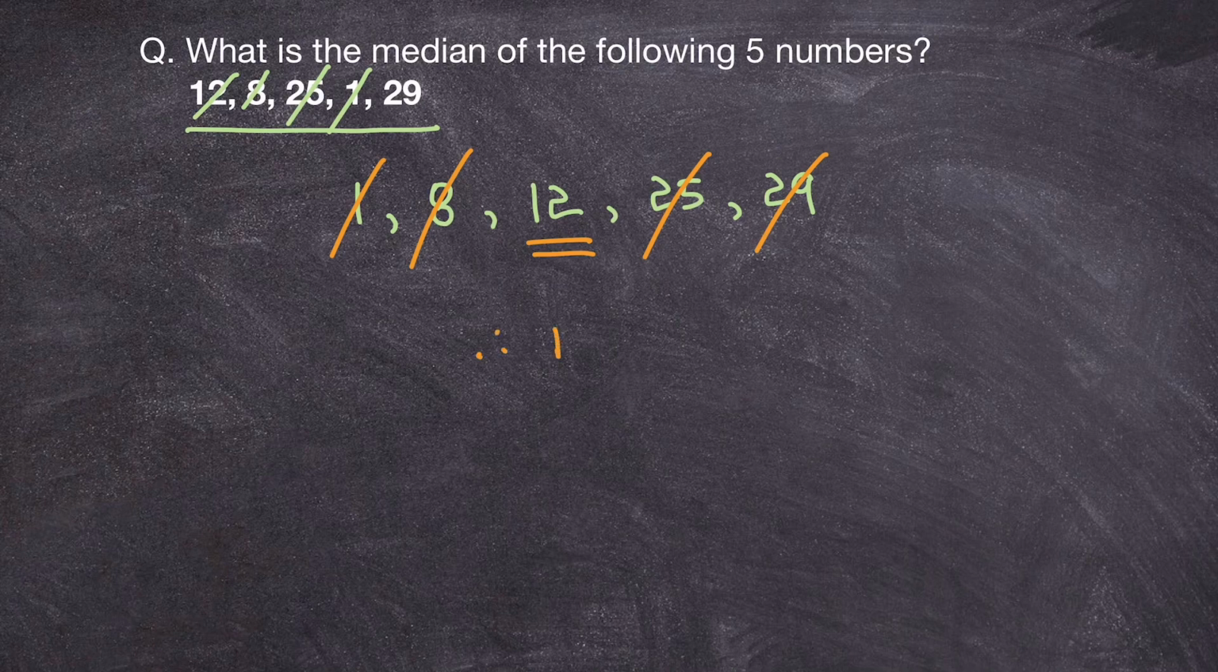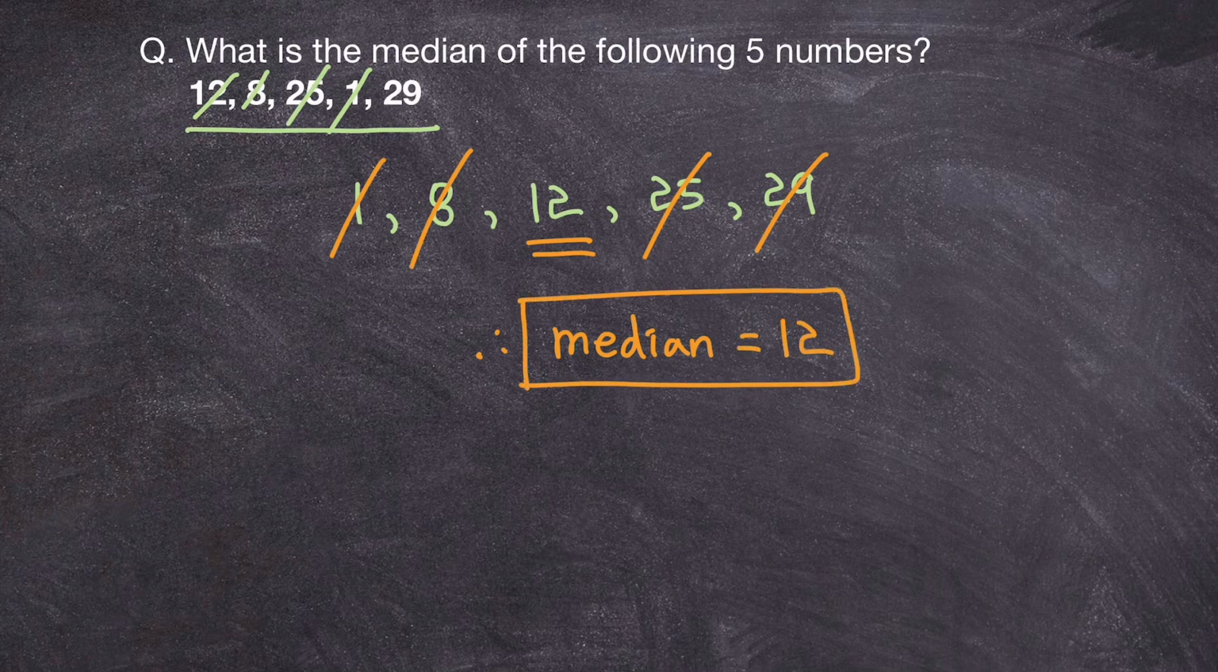So my final answer is that median out of these 5 numbers is going to be 12. And I'm going to box my final number and be done with this question. Now, another problem that I need to mention for you is, what if you have even number of values? For example, what if instead of 1, 8, 12, 25, and 29, what if we have 1, 8, 12, and 25?